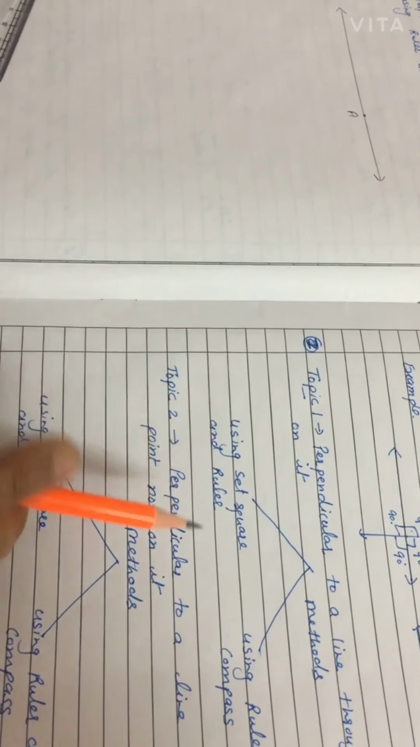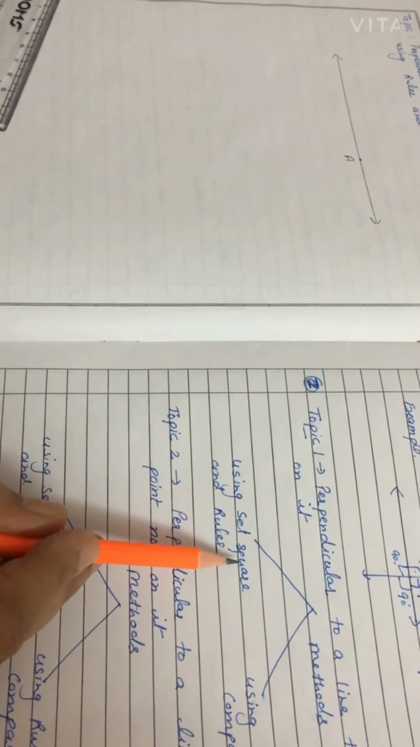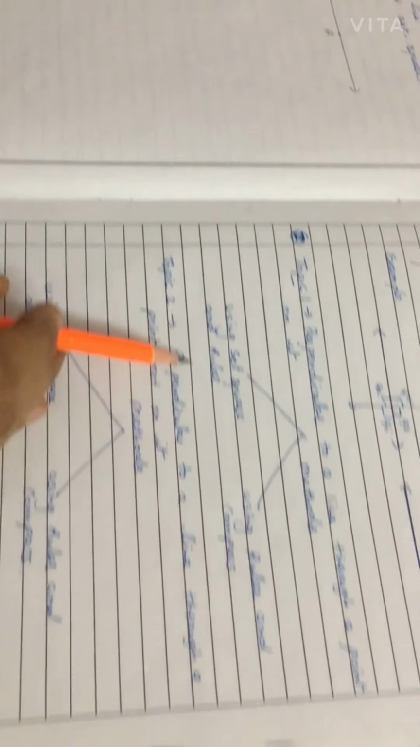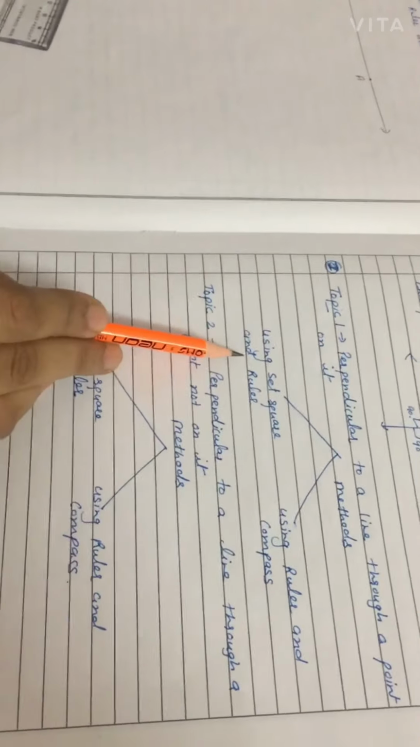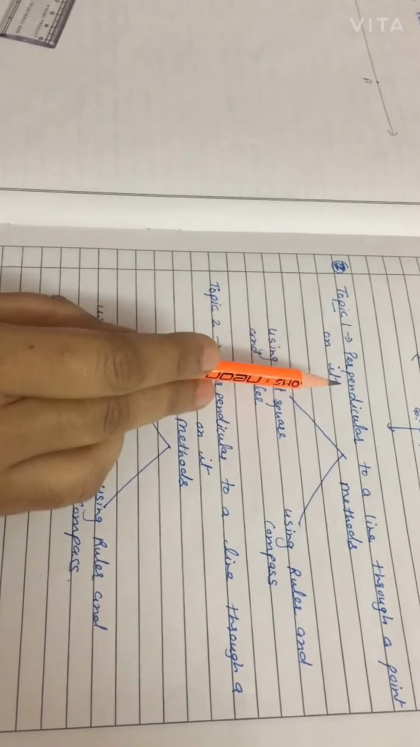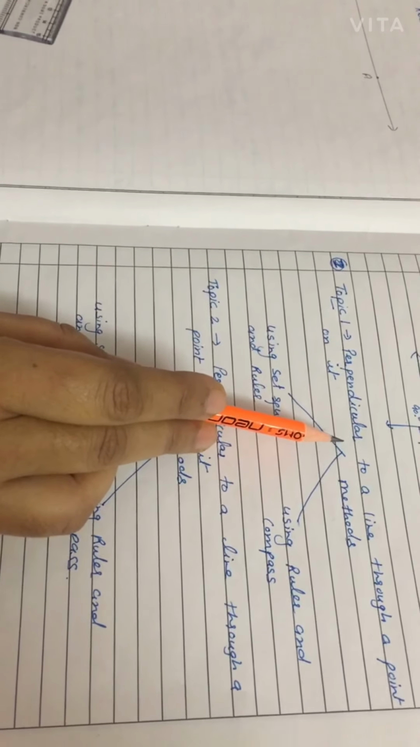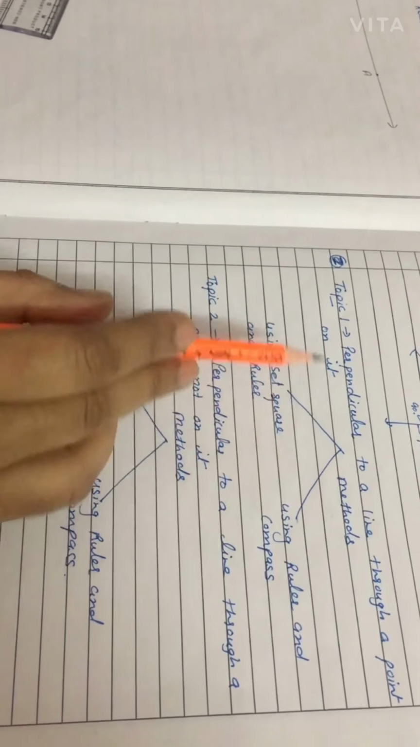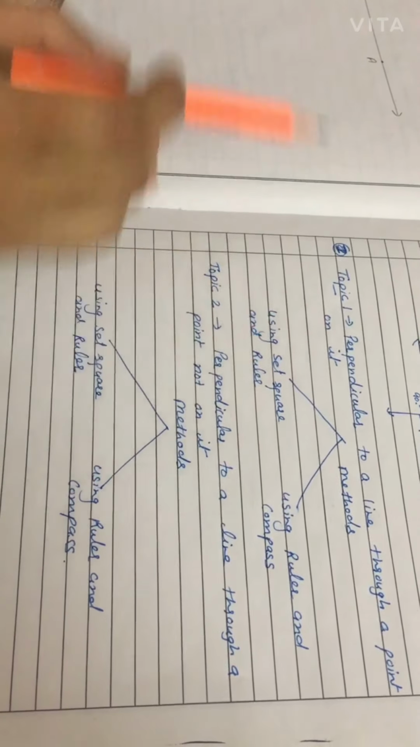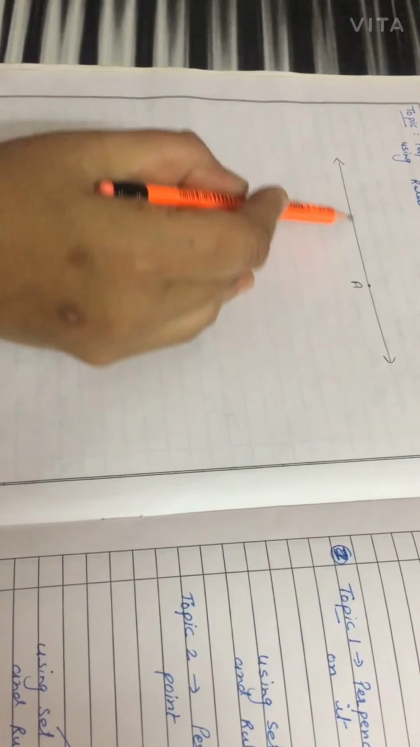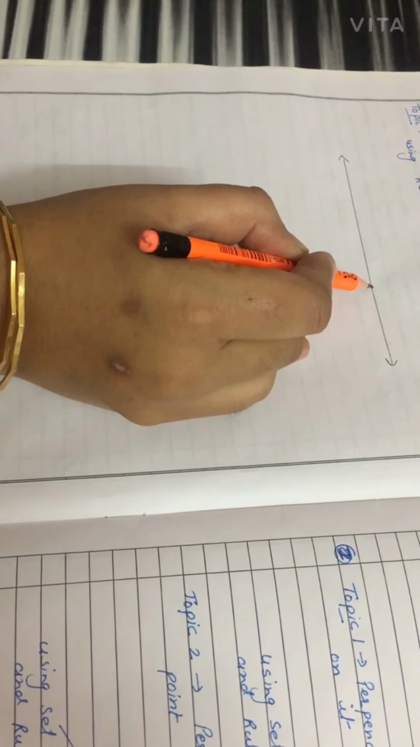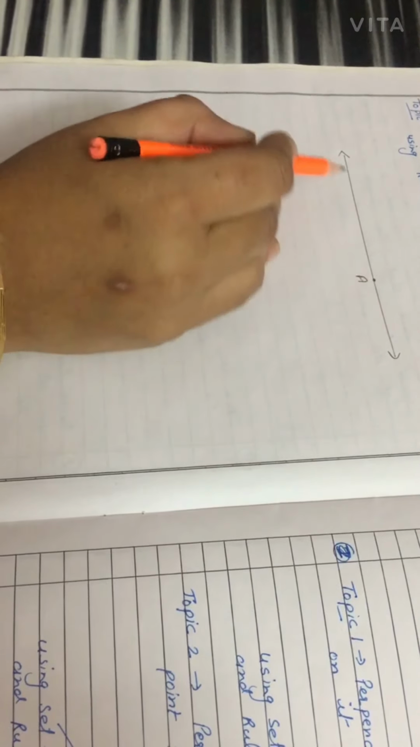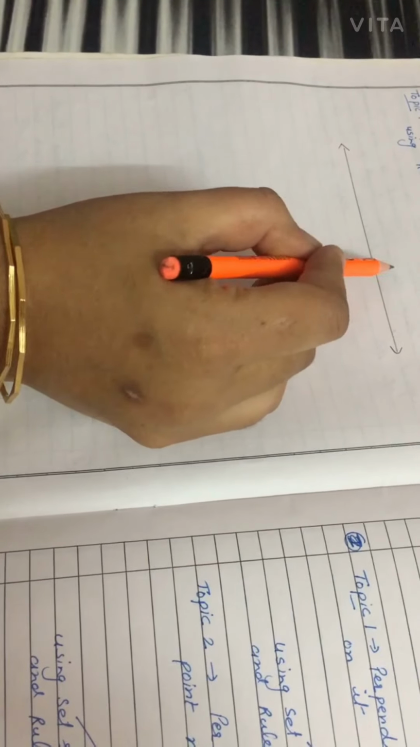We have two methods. The first method is using set squares and ruler. Another method is using ruler and compass. So first we will do the method of how to draw a line perpendicular to a given line through a point on it, using the set square and ruler. We have a line and a point A or any other point on the line, and we draw a perpendicular on this line which passes through the point A.